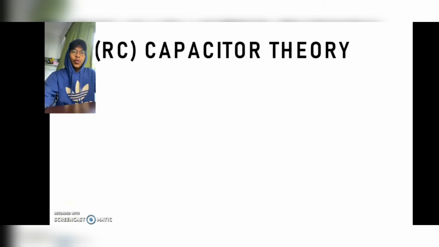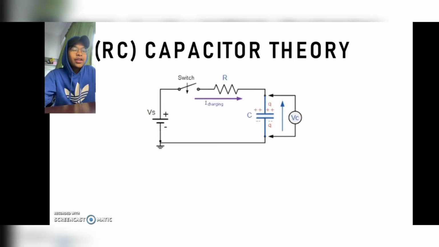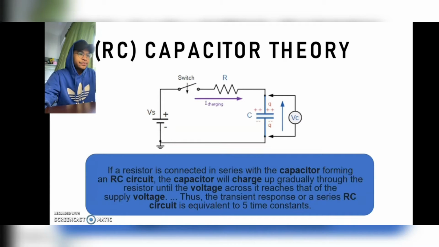Okay, so what is RC capacitor theory? I will give one example circuit. Okay, this is the example circuit. If you can see, we have a switch, a battery, a ground, a resistor, and also a capacitor. So for the explanation, here it is.